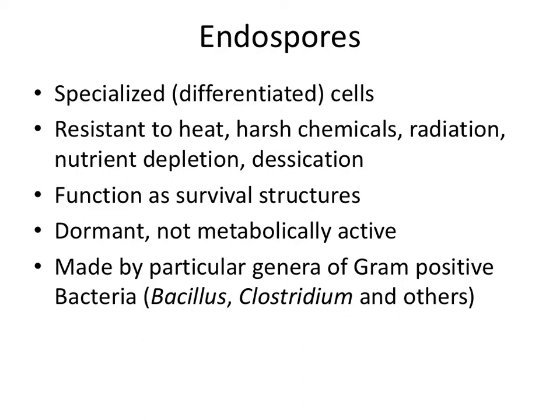Endospores are specialized or differentiated cells. They're different from the vegetative cells that members of the species that make endospores can also make. Endospores are highly resistant to heat, harsh chemicals, radiation, nutrient depletion, and desiccation or dryness. They therefore function as survival structures, enabling the microbe to persist in a dormant, non-metabolically active state, ready to regenerate or sporulate once conditions improve.